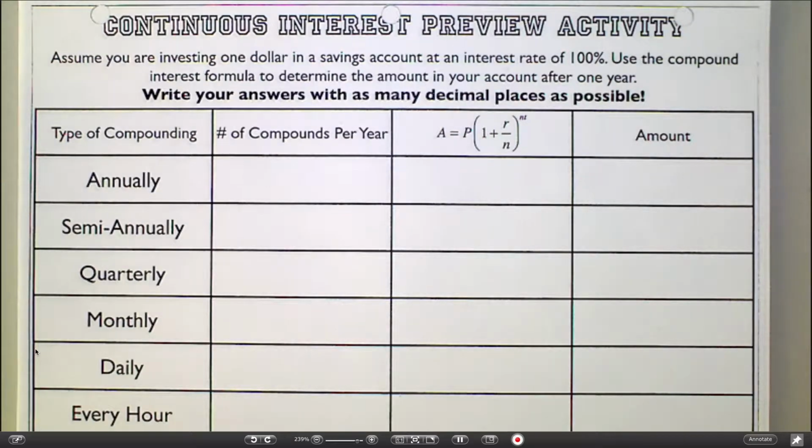A quick second to look at your homework assignment with you for tonight. You should have picked up this assignment, the continuous interest preview activity, when you were done with your quiz today. But things were a little bit hectic after your quiz, and I didn't really get the chance to go over this with you before I sent you off with it. So I thought maybe I would take the time to do one example with you to make sure that you know what you're doing and that you're on the right track.